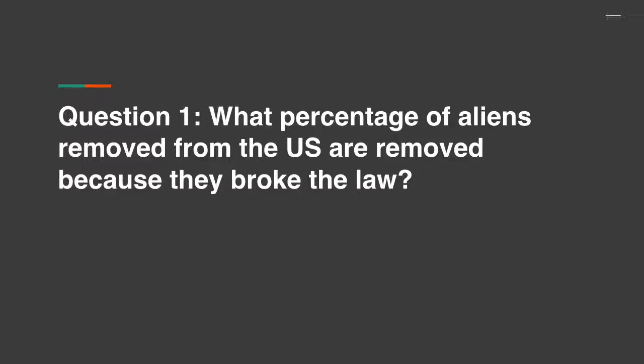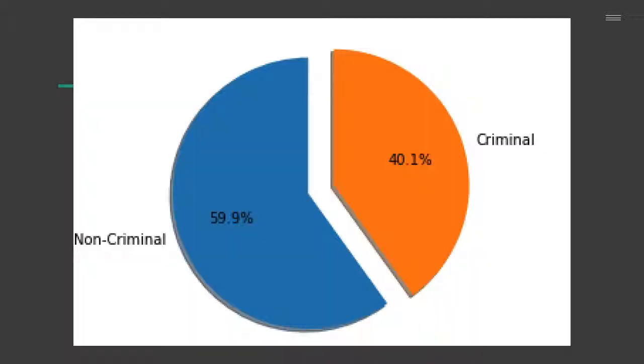The first question that we'll be going over is what percentage of aliens removed from the US are removed because they broke the law? And to answer this question, we're going to be utilizing a pie chart, and it's 60% for non-criminal and 40% for criminal, which is surprising because the sentiment in the media today is that the majority of deportations are due to criminal activity. So this kind of sheds more light on that.